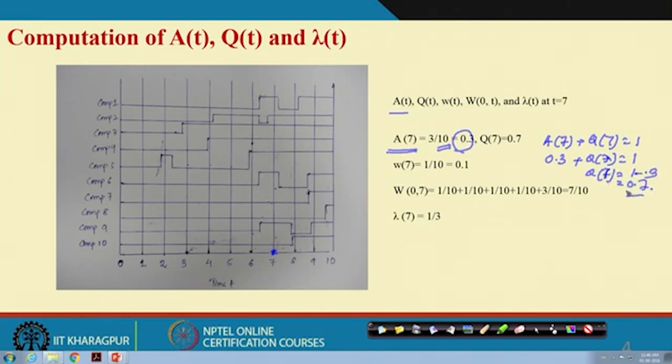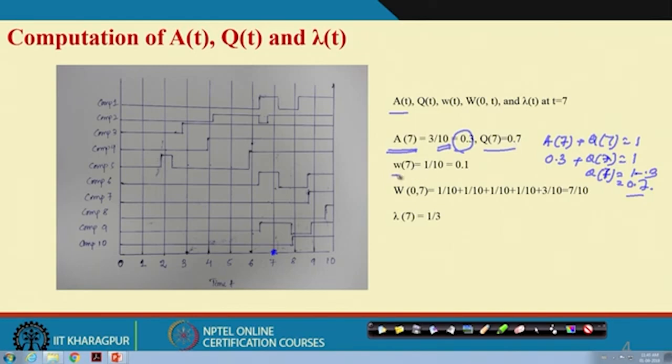Or, the other way, you can find how many components at time t equal to 7 are in failed state. Out of 10 components, 3 are in working state, so 7 are in failed state. So, Q at t equal to 7 is 7 by 10, which is 0.7.